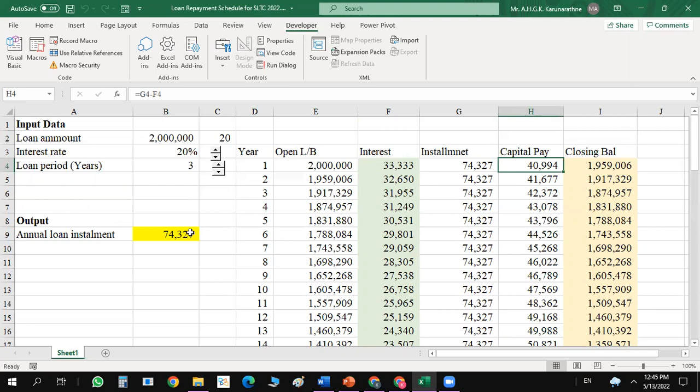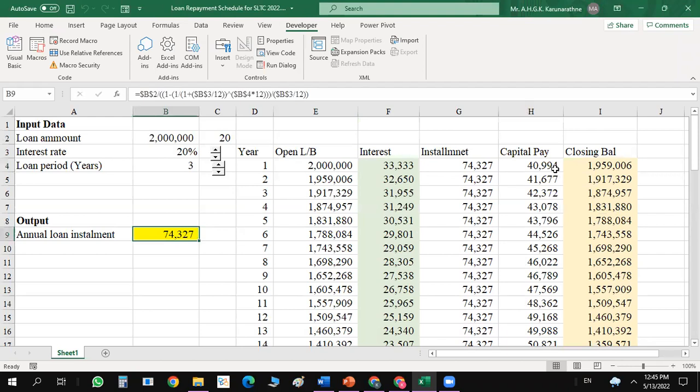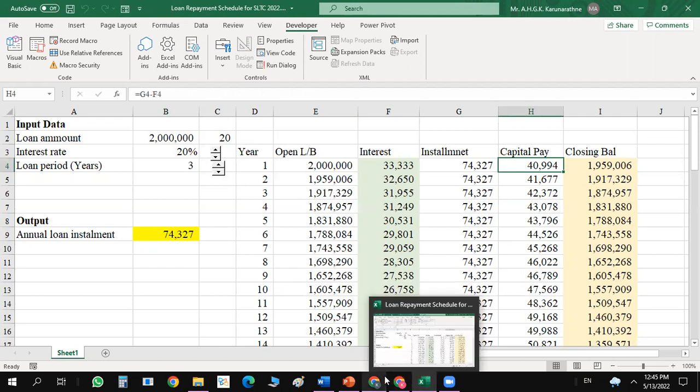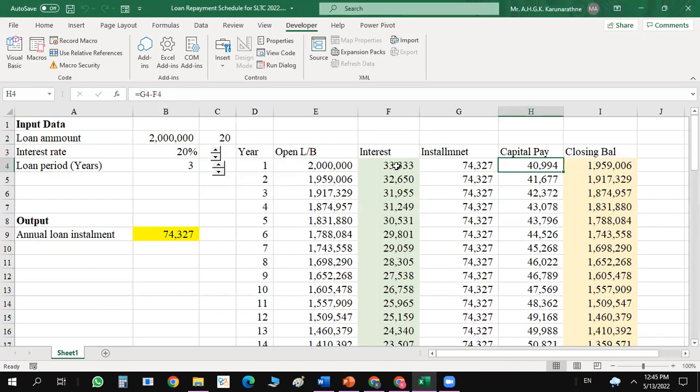Using the Excel inbuilt formula, you can first compute annual or monthly loan installments. Thereafter, using the second formula, PPMT, you can compute your principal payment. Principal means capital repayment. Then using the third formula, IPMT, you can compute your monthly or annual interest payment. That means this one here, interest payment.